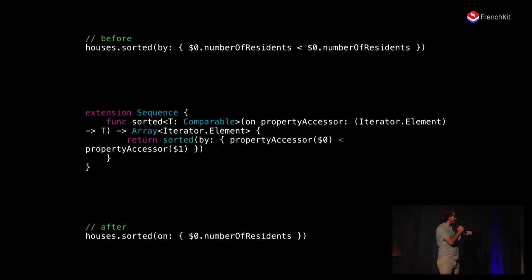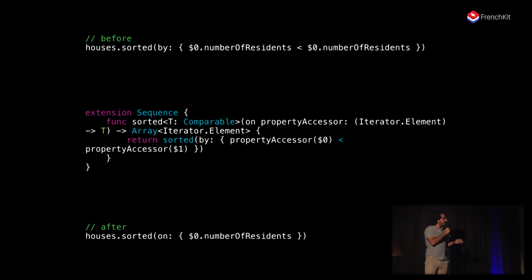We can make a special extension. We're going to give it a function that I call a property accessor. And it's going to give us our original iterator.element, and we're going to return some t. And the only rule is that the t has to be comparable. And since that t is comparable, we can actually call the property accessor on $0 and on $1, and then compare them with the operator.